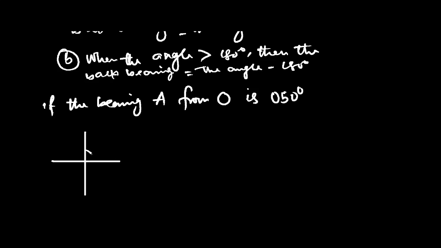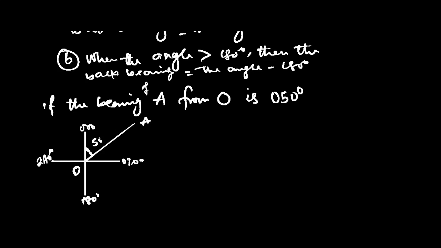If you read in this manner, this is 000, 090, 180, and 270. So if you read clockwise from the north, this is going to be O. I want you to start noticing this now. If the bearing of A from O is 50 degrees, that means O is the starting point. So 50 degrees, are you there? You can see this is going to be point A.